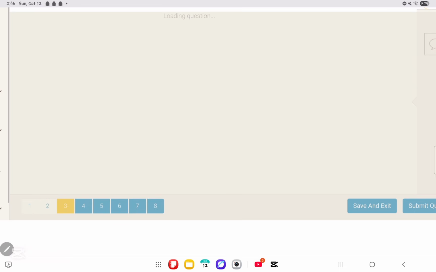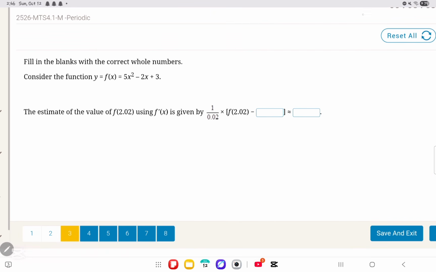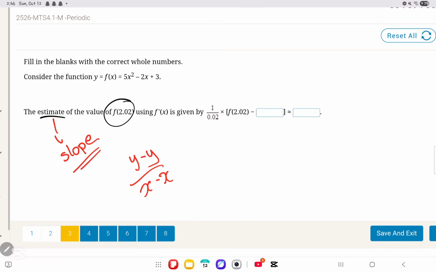We move on to question number 3. What does it say in question number 3? Okay, fill in the blank with the correct whole numbers. They want the estimate of the value of f(2.02). So how do we do that? When they say they want the estimate of a value, you need to use the slope. How do we find the slope? y minus y over x minus x. So y minus y, how do you find y?